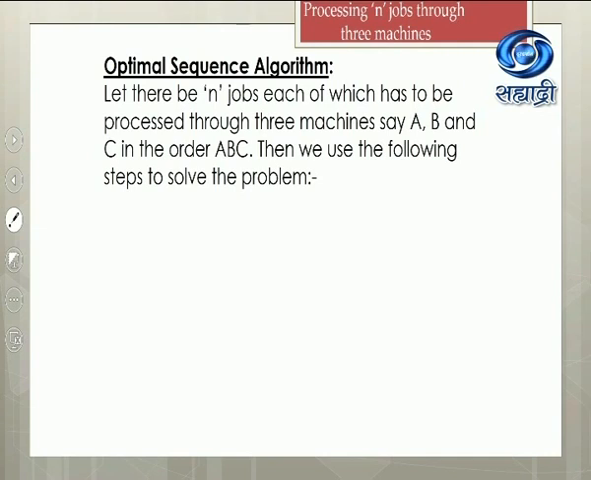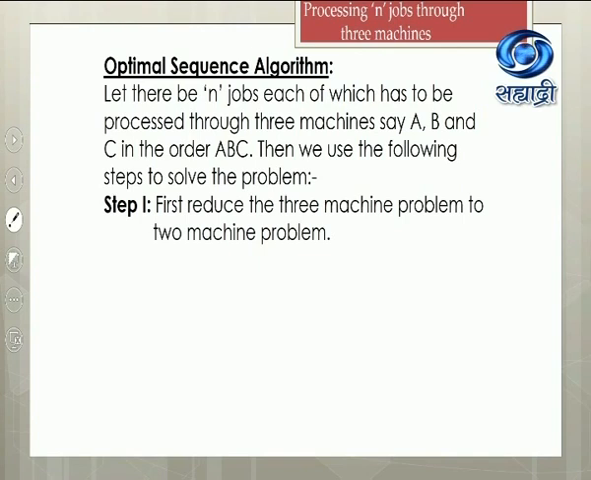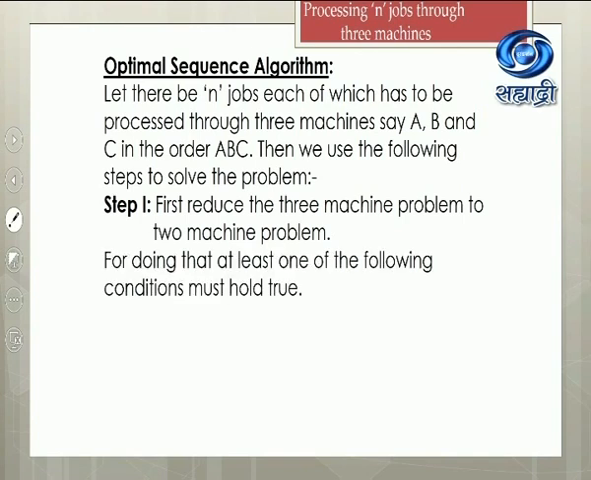Now students, we also have processing jobs through 3 machines. So let us see the algorithm for that. Optimal sequence algorithm is as follows. Let there be n jobs, each of which has to be processed through 3 machines, say A, B and C in the order A, B, C. Then we use the following steps to solve the problem. First, reduce the 3 machine problem to 2 machine problem. For doing this, at least one of the following conditions must hold true.